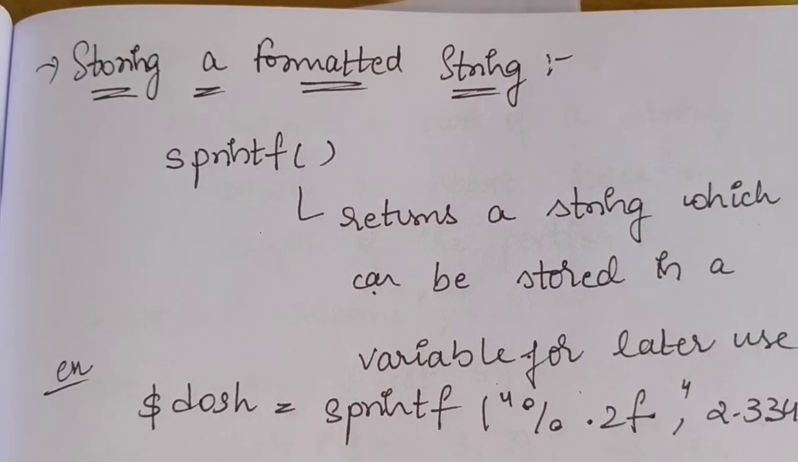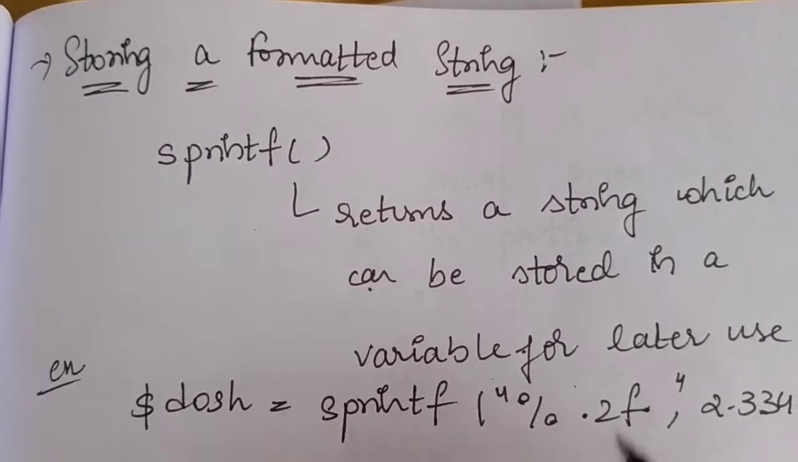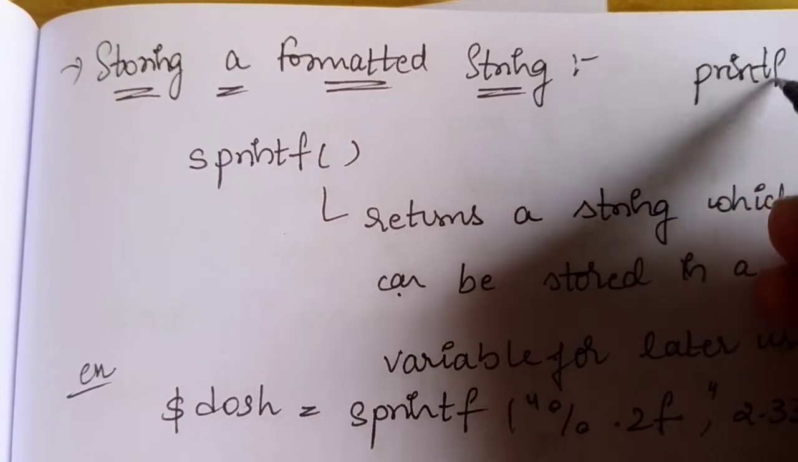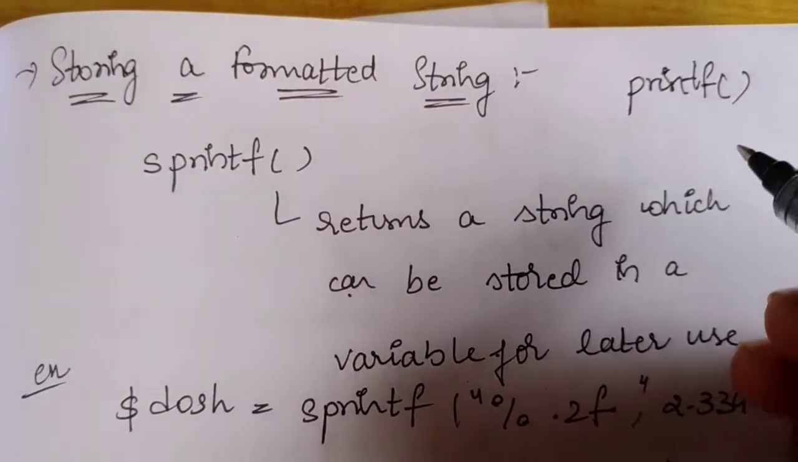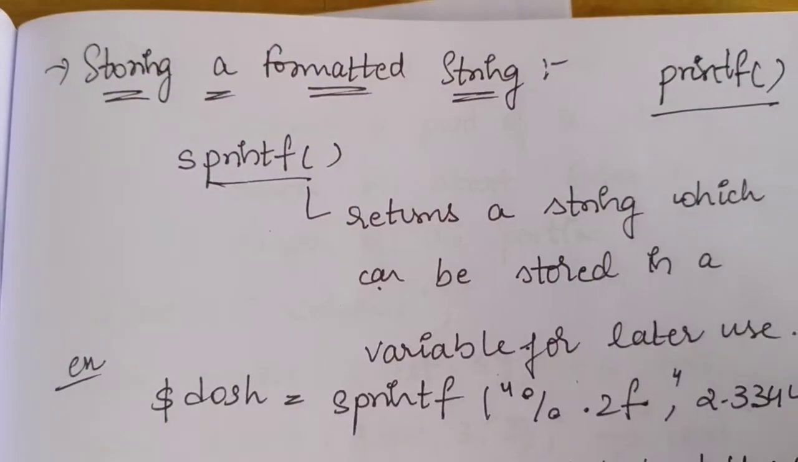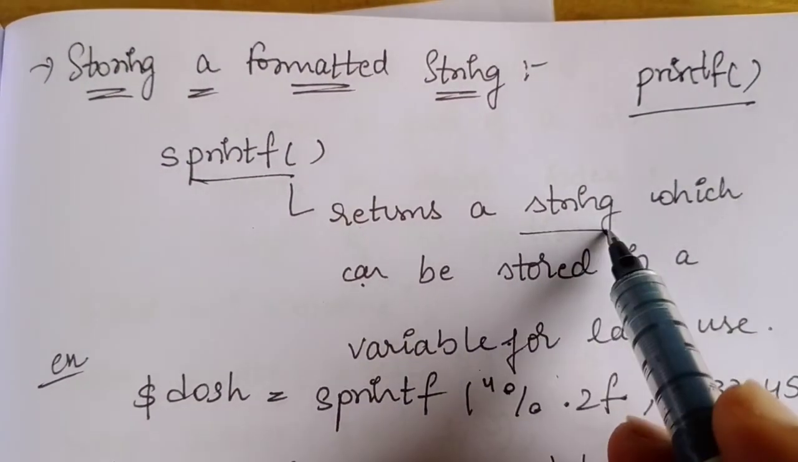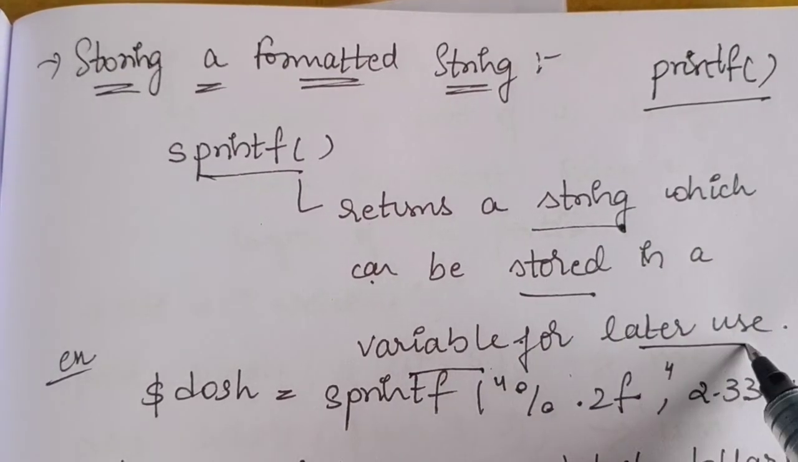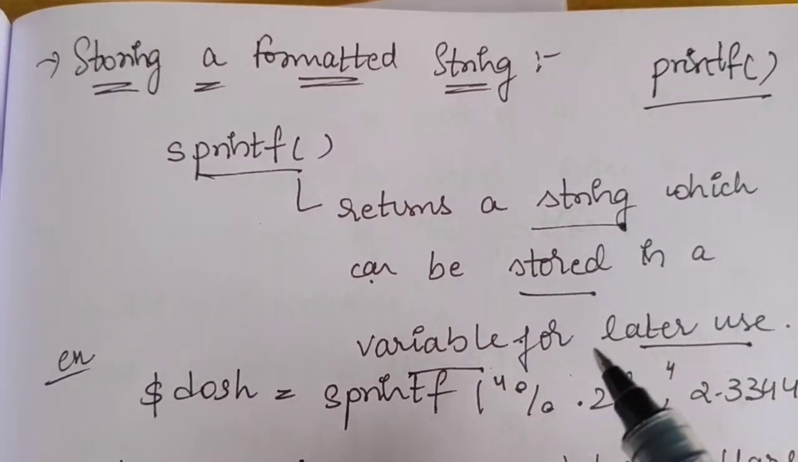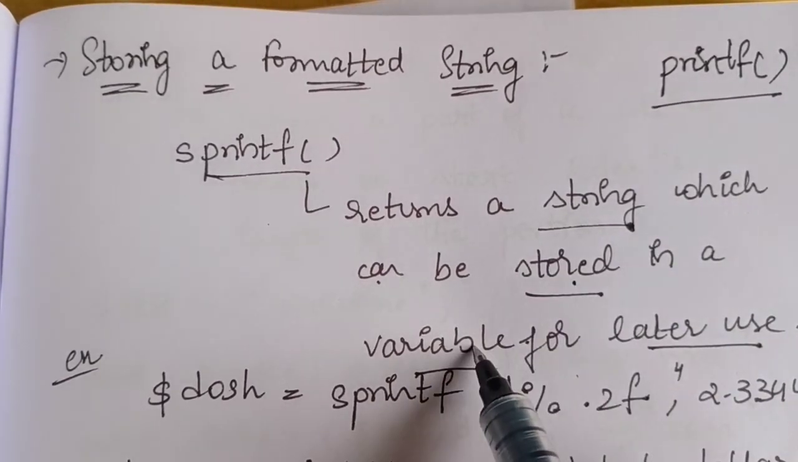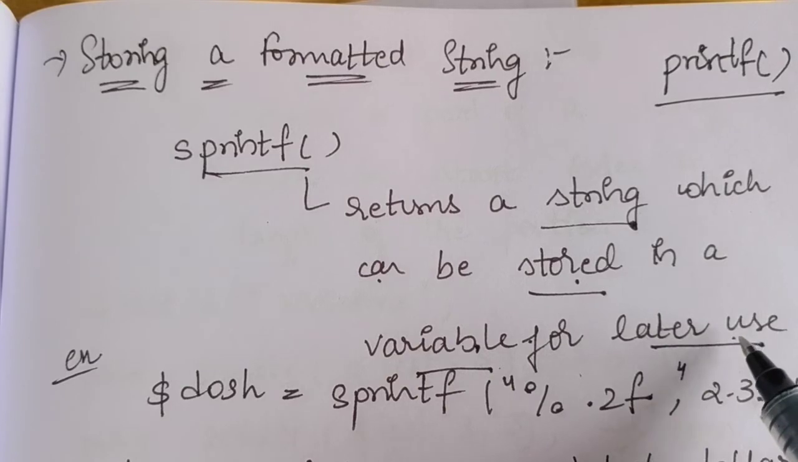Next one is storing a formatted string. Till now we have learned about printf in formatting strings. Now we are going to see about sprintf. I told you that sprintf returns a string which can be stored in a variable for later use. That means after outputting data, that data can be stored in a variable and used for some purpose.